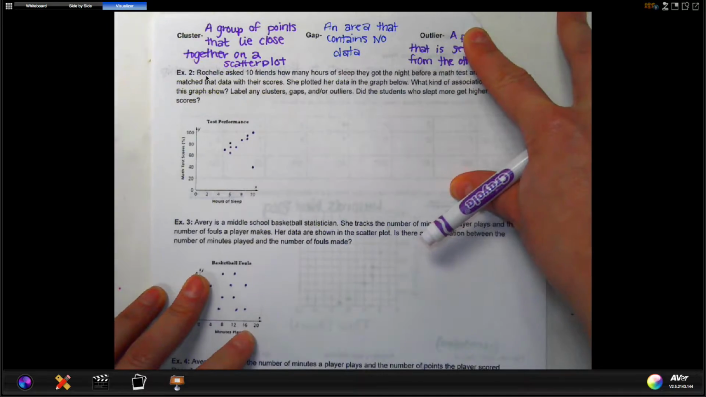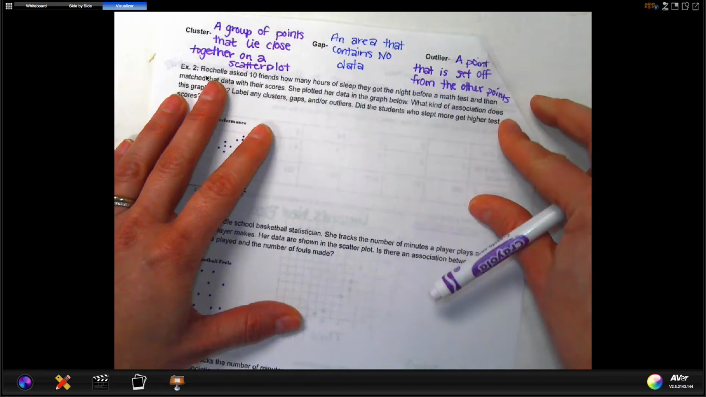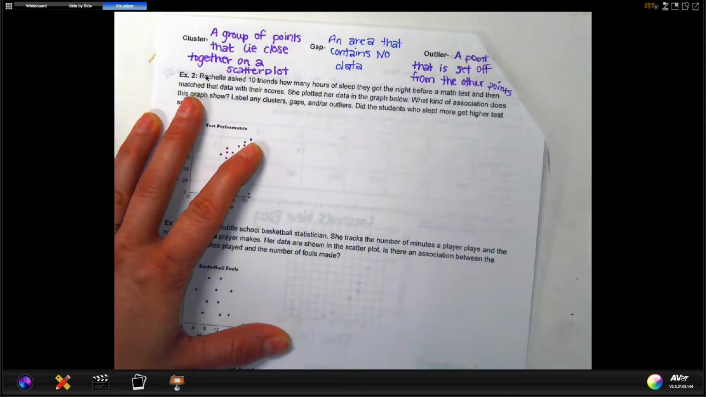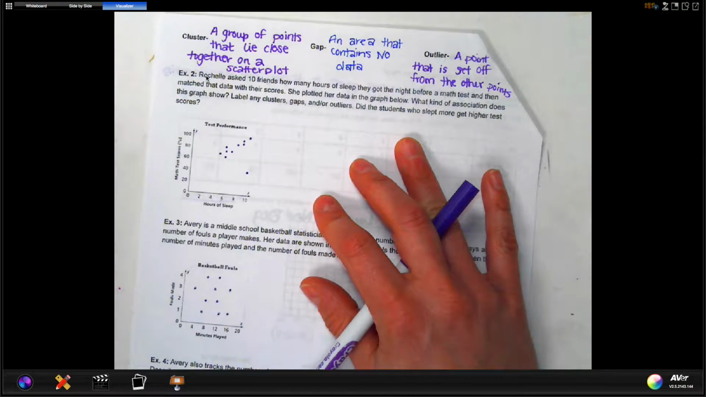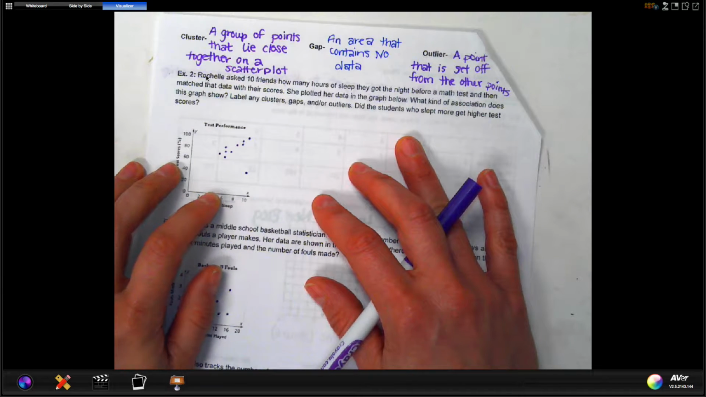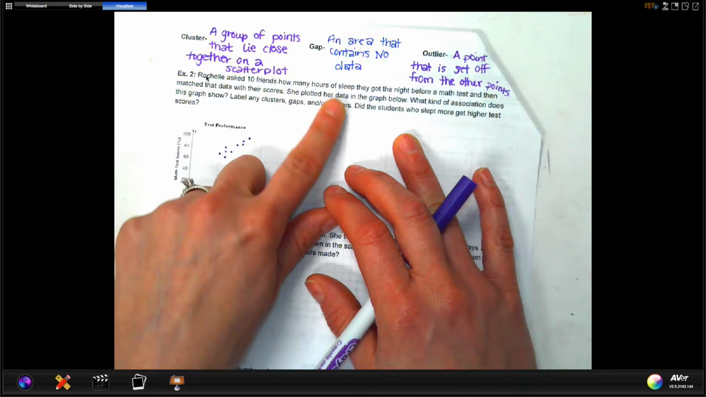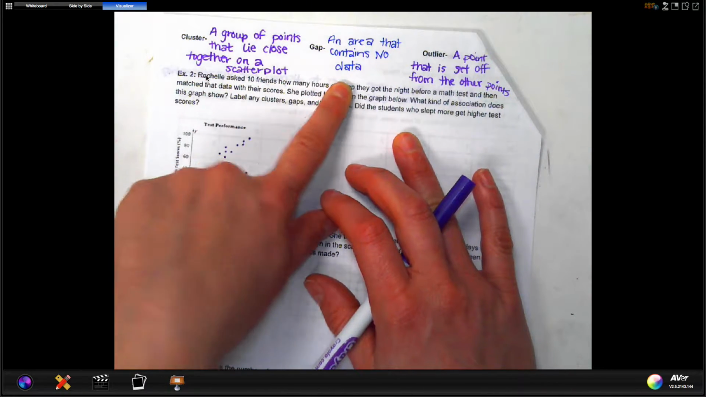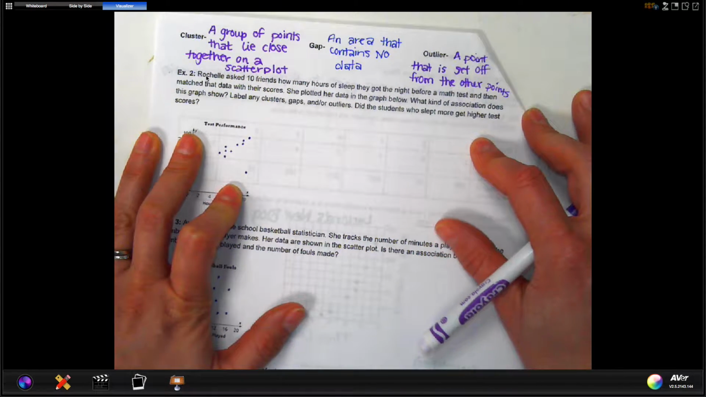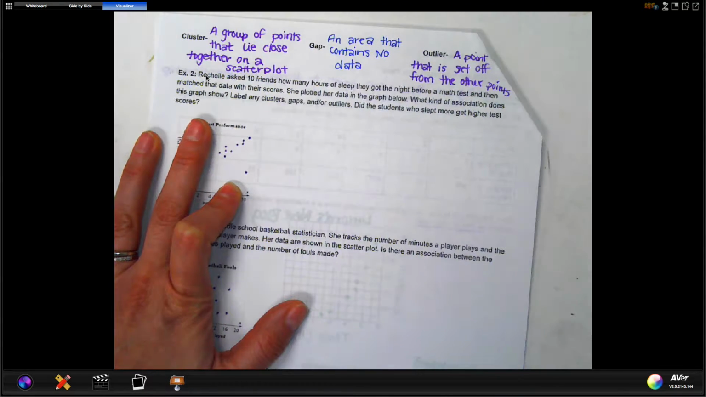And we're going to start by giving some formal definitions of three words that we talked about yesterday: cluster, gap, and outlier. So let's remember what we talked about. A cluster, when we're doing scatter plots like the ones pictured below, is a group of points that lie close together on a scatter plot. A gap would be an area that contains no data on the scatter plot, and an outlier is a point that is set off from the other points. If you need to pause the video to get the three definitions, you should do that now.